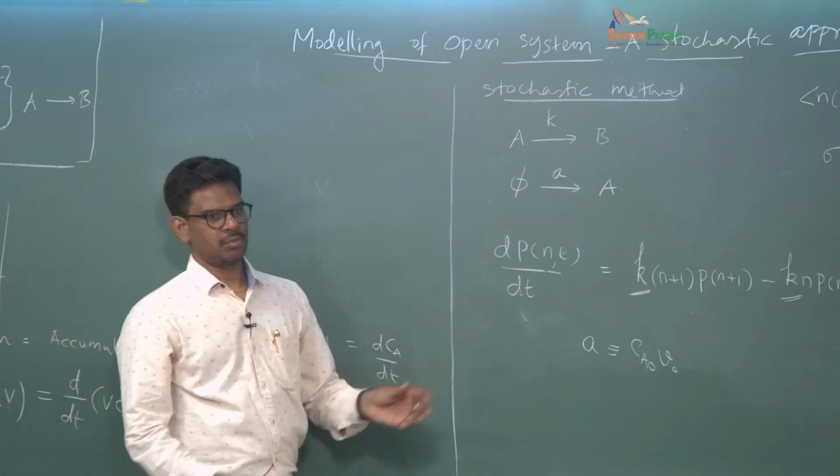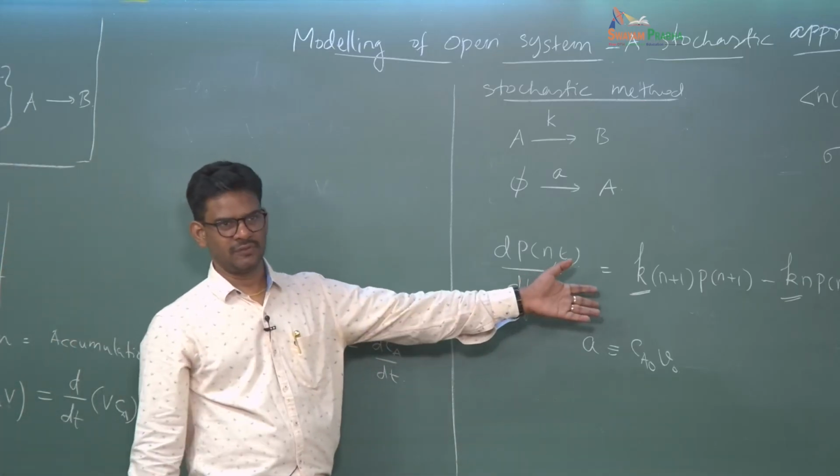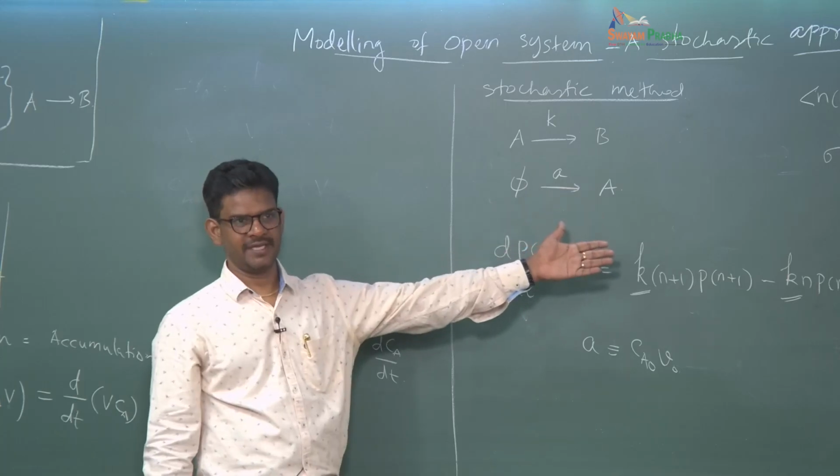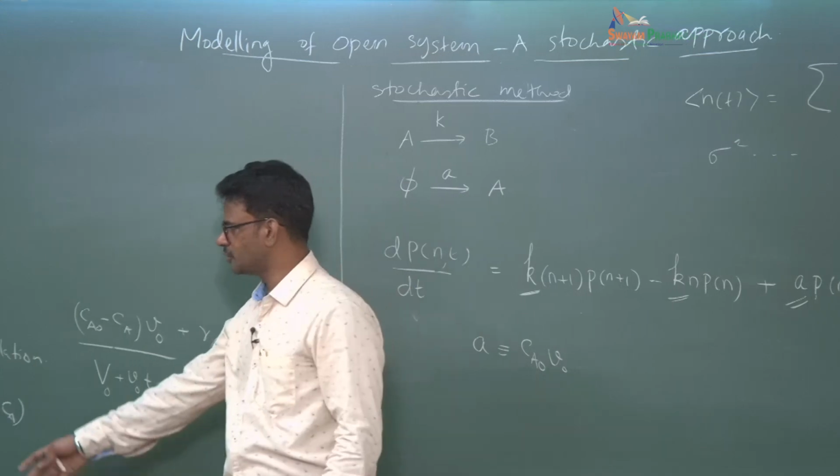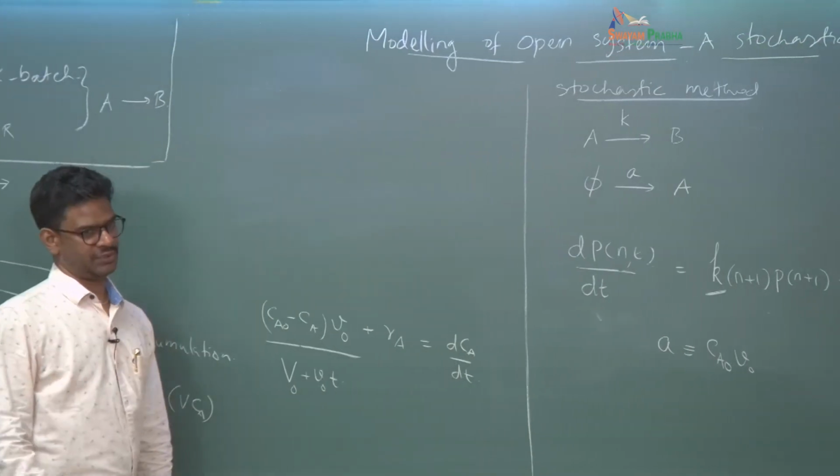This is something for which you can write a small Python code to numerically solve. Get P of n comma t as a function of time, get the mean and standard deviation, and plot it. Then you can see, and also compare with the deterministic approach.